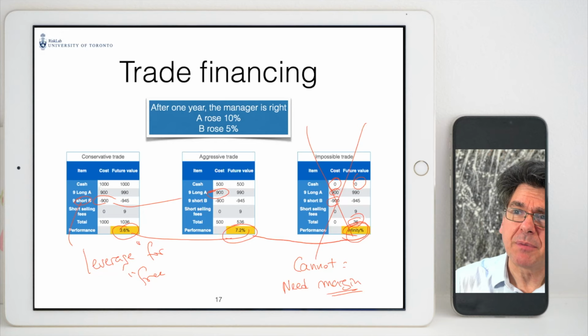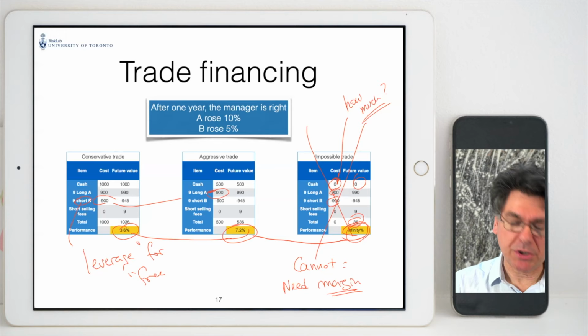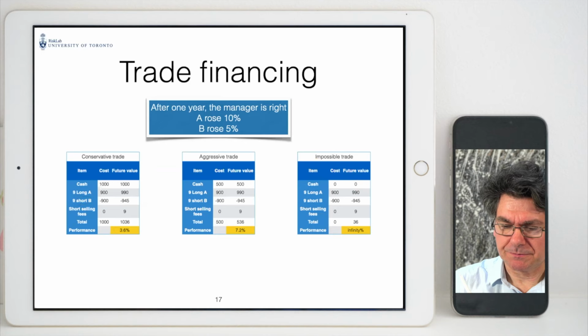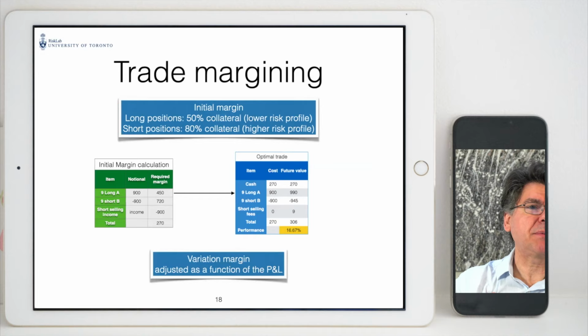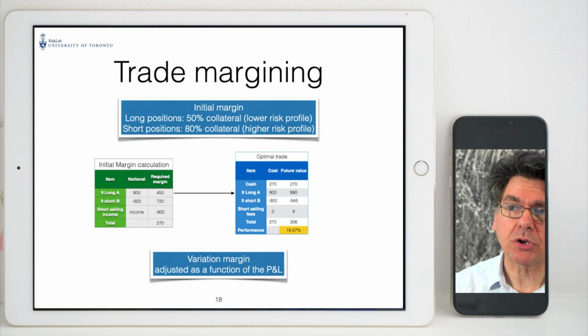But now the question is, how much money do I need for this? Zero I cannot do because I need margin. How much money do I need to do this? How high a return can I obtain? This is a very important question. It has an answer. The answer is here. Maybe I can do some of this now. The rest I'll start here next week, because this is a very important concept and I want you to be fully aware of this concept, okay?